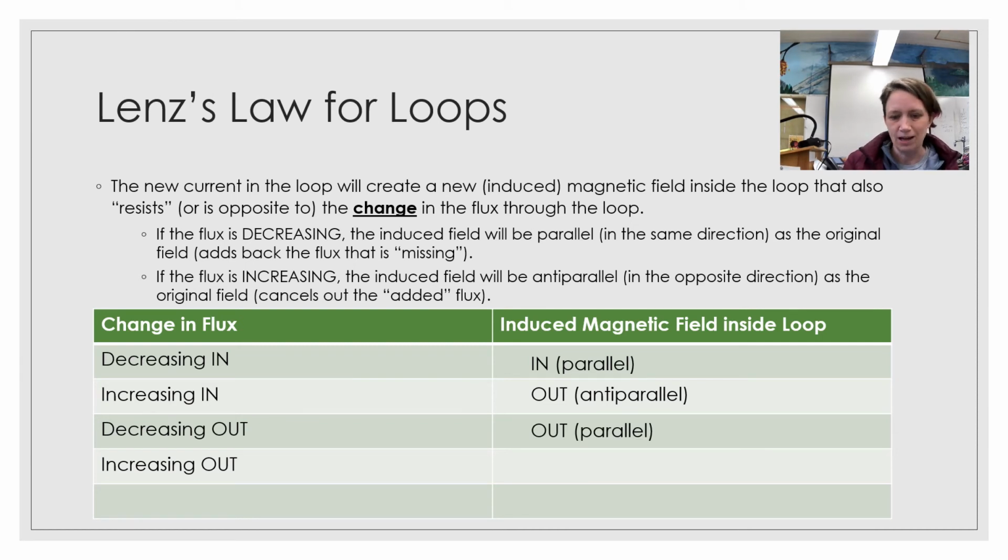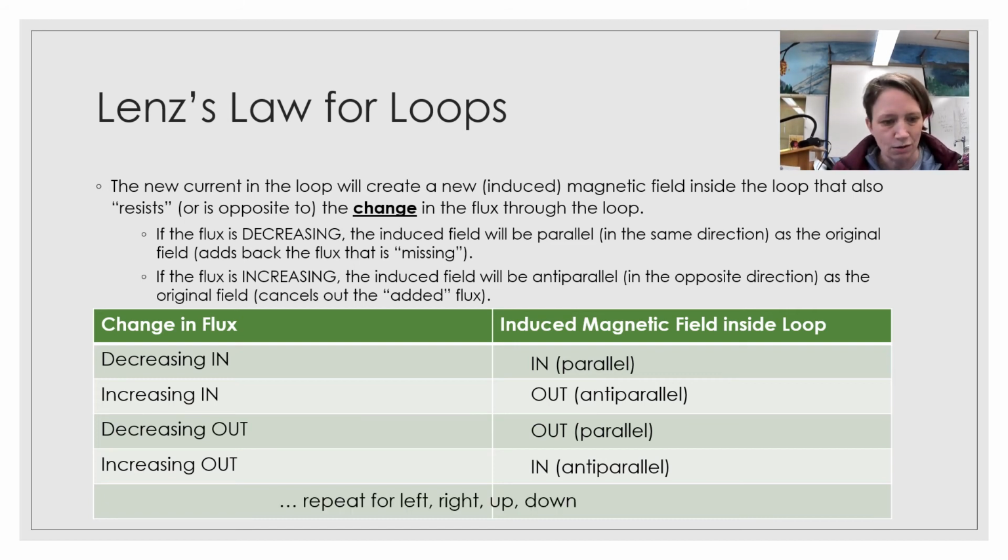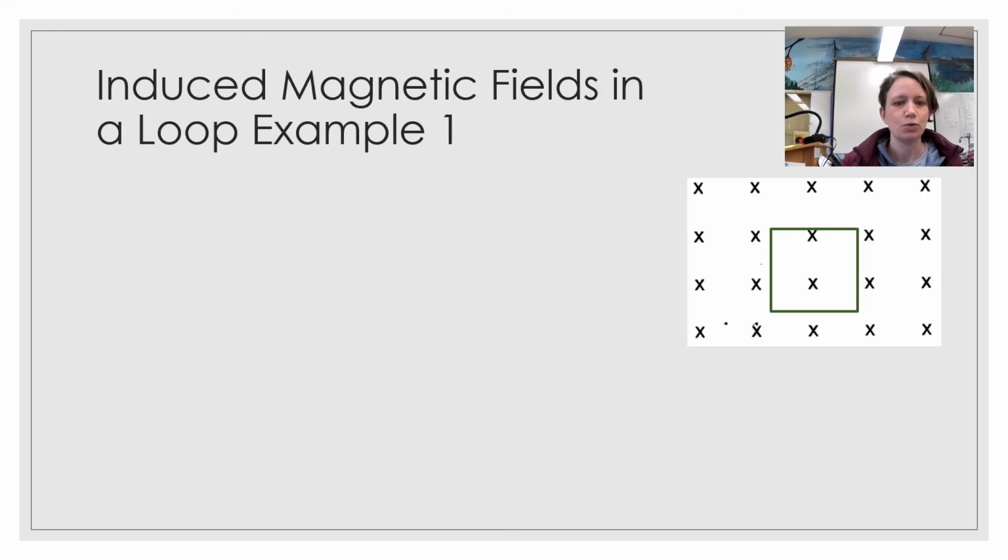On the flip side, if I had a field that was decreasing in the out direction, then we're going to induce another field in the out direction to basically balance us, bring us back to equilibrium. Or if we were increasing in the out direction, then we would have an induced field in to cancel out those extras. You can repeat this for left, right, up, and down fields depending on the setup of your flux situation. We're going to run through a few examples of this because I know that it's a little bit mind-bending.